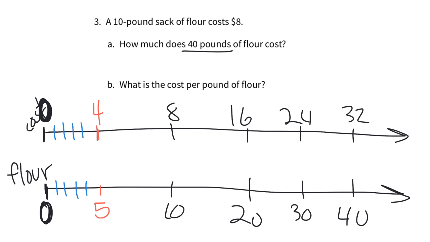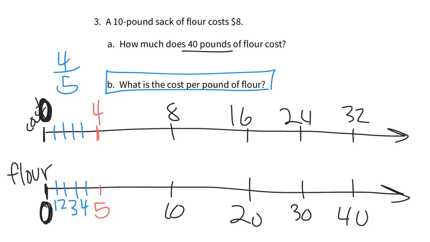The idea being, we need to cut this $4 into 5 pieces, because that's going to tell us that down here it's 1, 2, 3, 4, 5. And so we have to divide 4 divided by 5, and that's going to give us the cost per pound of flour. And 4 divided by 5 is going to equal 80 cents. So it's 80 cents for 1 pound of flour. Right here, 0.8 gives us that 1 pound of flour.